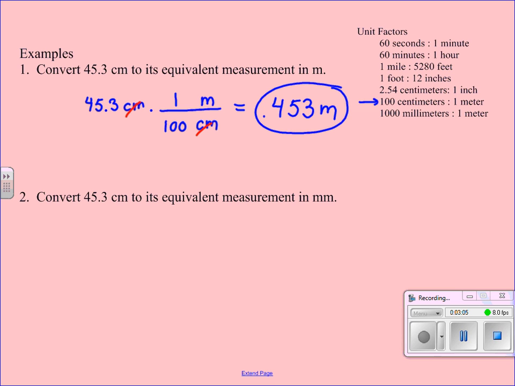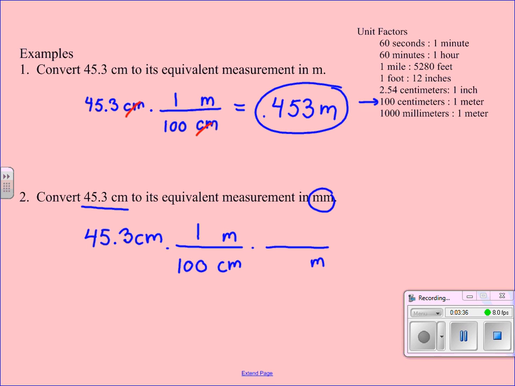In our second example, we're taking that same number, the 45.3 centimeters, only this time we want to end up with an answer in millimeters. If you look at our unit factors list, there is no direct conversion from centimeters to millimeters. So you're basically going to take the information that we did in the previous column. First I'm going to convert the centimeters to meters, and then I can convert the meters. Notice the meters are going to the bottom, so we're going to cancel the meters from the top, into millimeters. So in 1 meter, there are 1,000 millimeters, and that was this unit conversion right here.